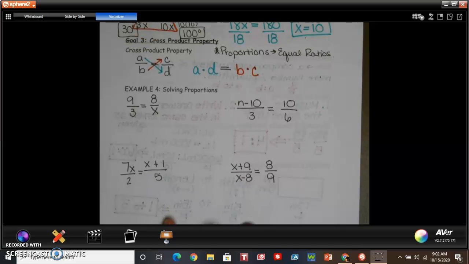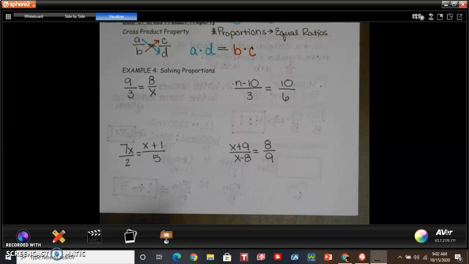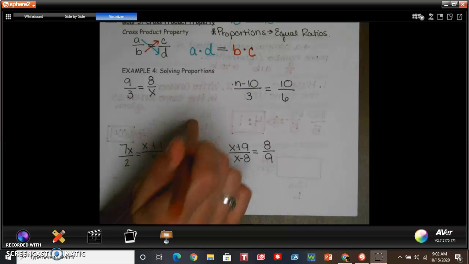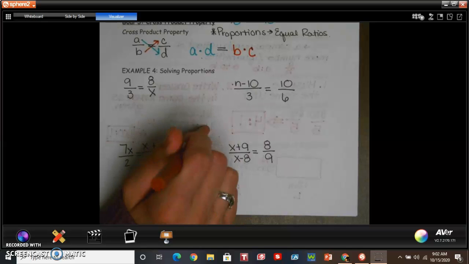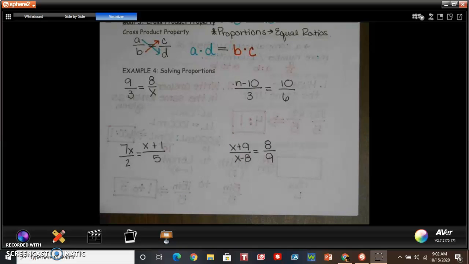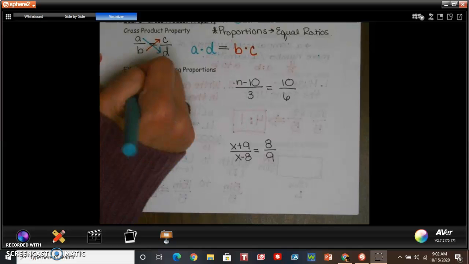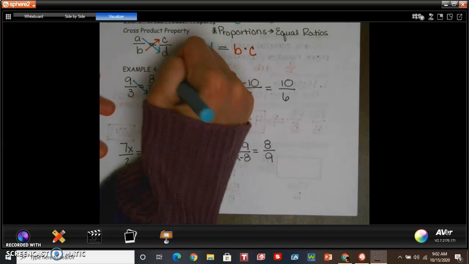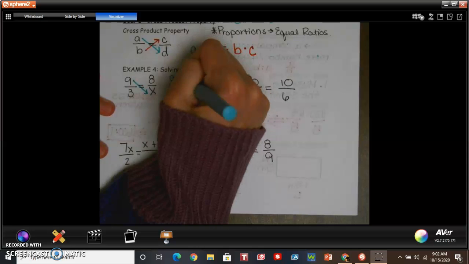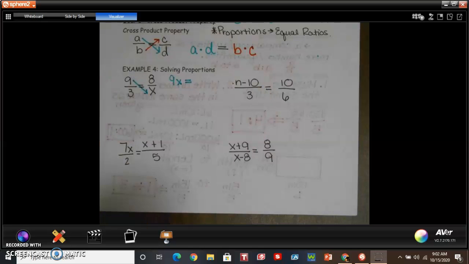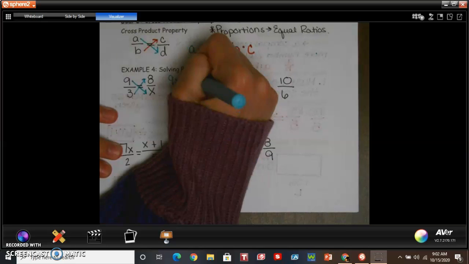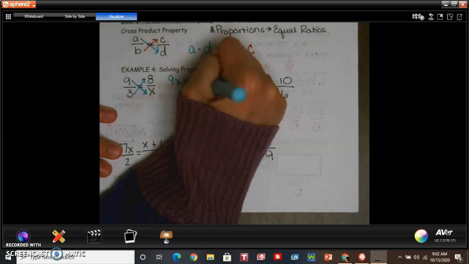So we're going to do 4 little examples of using cross product. Again, these are 4 examples that will be on your homework. These will be multiple choice, okay? Starting with this first one, we're going to go across like this. That would give us 9 times x equals, then we're going to go across like this. We have 3 times 8.